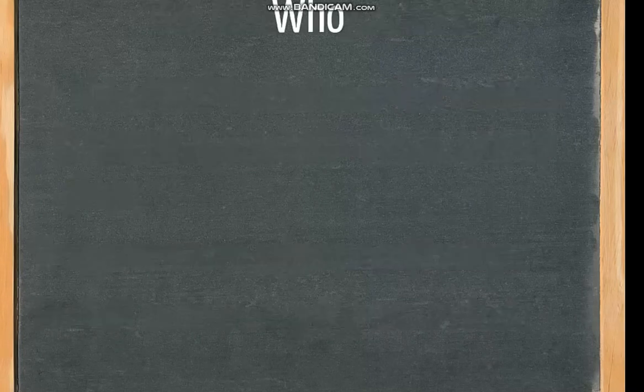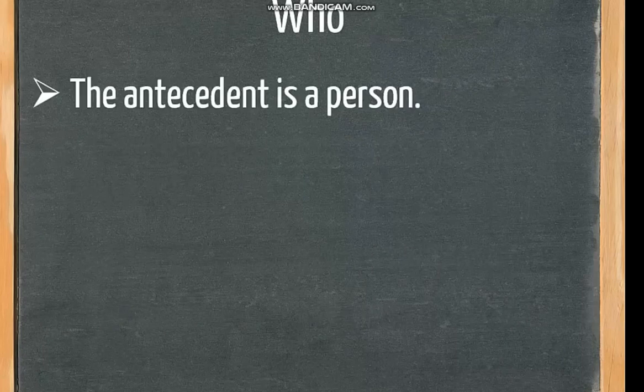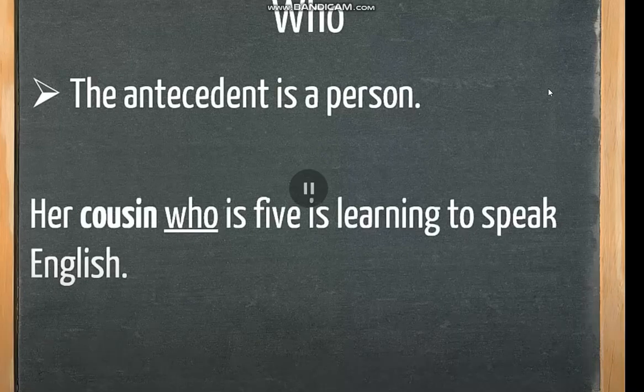Now let's take a look at our first relative pronoun, who. We use who when the antecedent is a person. For example, "Her cousin, who is 5, is learning to speak English." Here the antecedent is cousin, so our antecedent is a person, so the relative pronoun who is being used. Cousin here obviously is a person, so we use who.